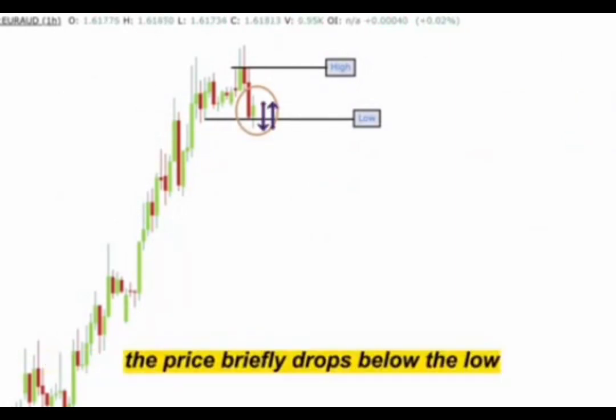The price briefly drops below the low and forms a lower wick before closing back inside the range.